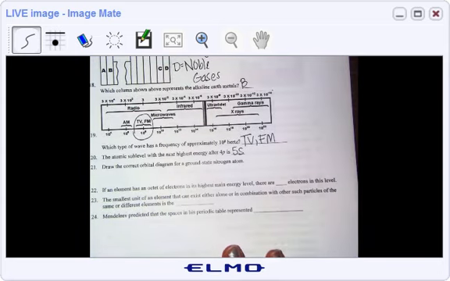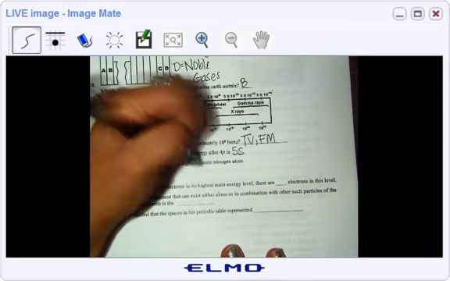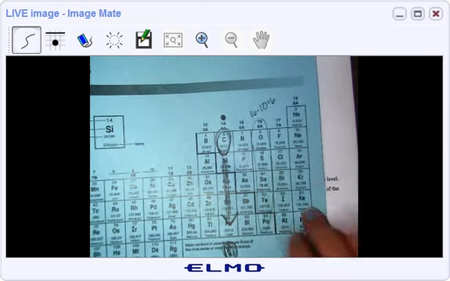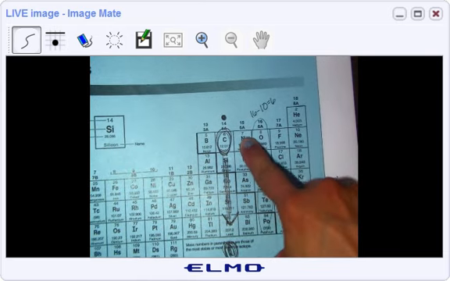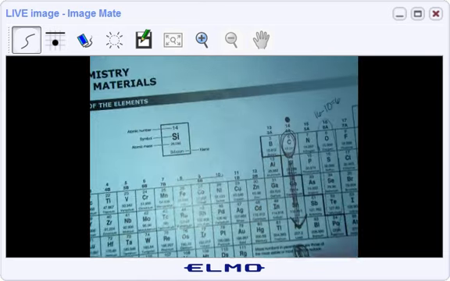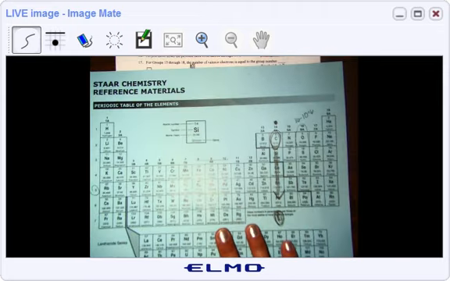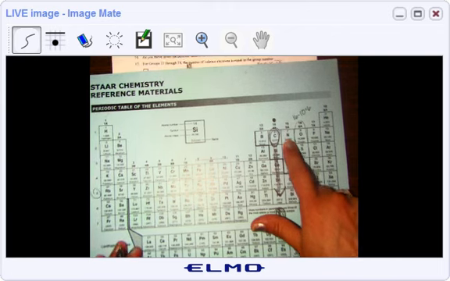Draw the correct orbital diagram for a ground state nitrogen atom. All you have to do, this is the one with the box and the arrows, find the atomic number, which is 7. There needs to be 7 arrows total. You do have to do electron configuration first. We're not going very far. We're just going here where my finger is for nitrogen.